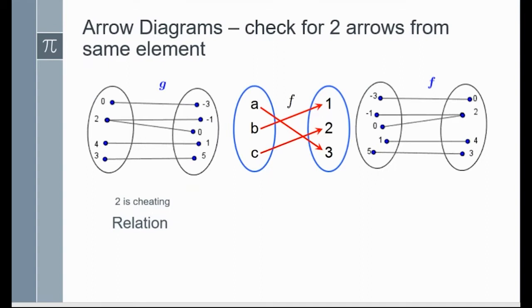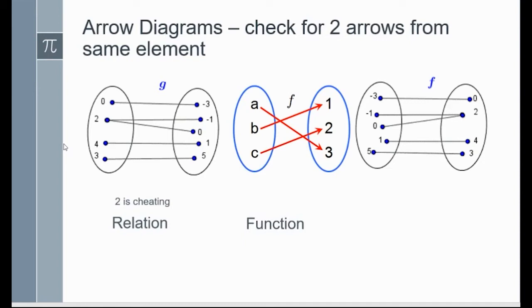Number 1, arrow diagrams. We're looking for 2 arrows coming from one set element. We can see here in the first set, 2 has an arrow going to 2 different numbers in set 2. 2 is cheating. It's a relation. If we go to the next one, we can see 3 different elements in set 1, 3 different arrows. Each one only has 1. Nobody is cheating. It is a function.